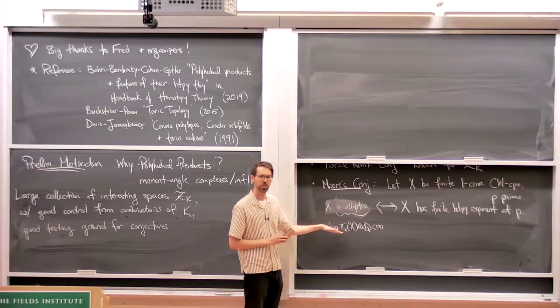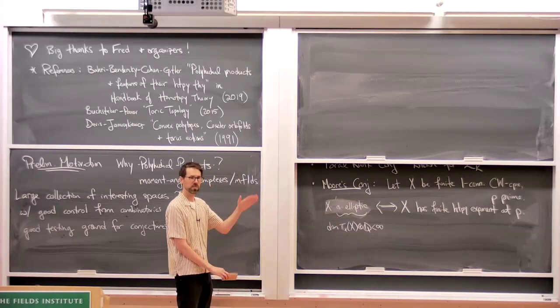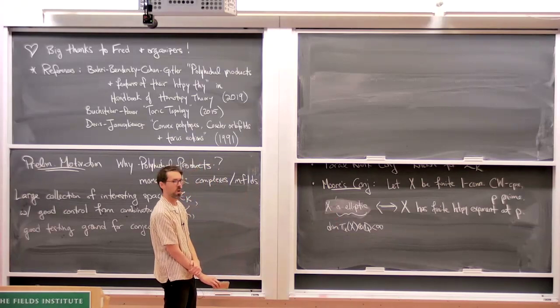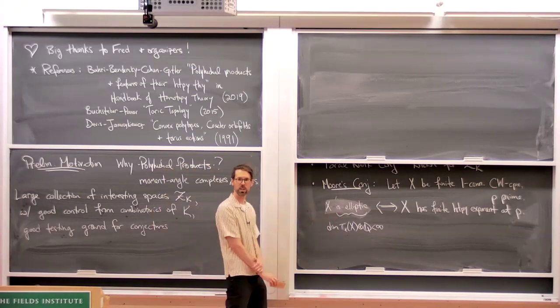Either the rational homotopy groups of your space give up at some point, they're just zero for all n above some given n, or if that doesn't happen, they just explode and go crazy. There's nothing in between. There's no sort of polynomial behavior in the rational homotopy groups.